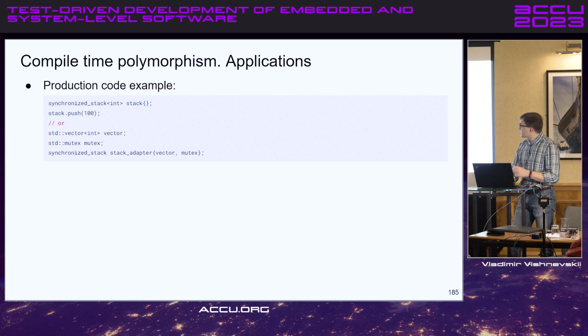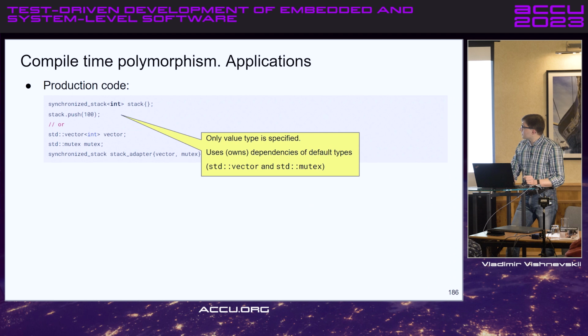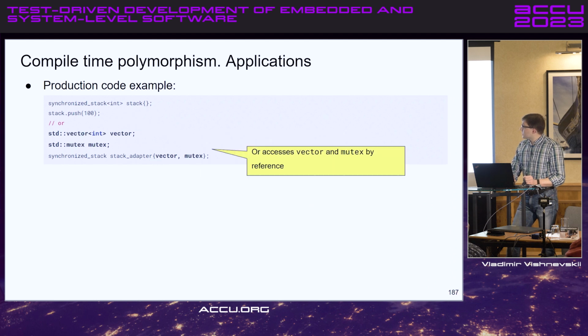We can also use some other container types, for example default constructible types, to make it possible to create the stack with the default template parameters. So here we can just have it like this with integer, and here we can use this adapter really in the way that we inject the already existing objects.